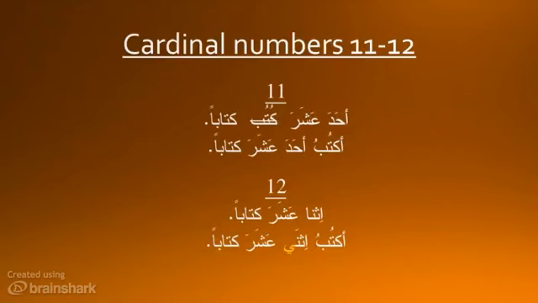Let's look at 12. اثنا عشر كتابا. أكتب اثني عشر كتابا. Why did it change in the second sentence? The verb is putting it in the accusative, and اثنا عشر becomes اثني عشر in accusative and genitive.